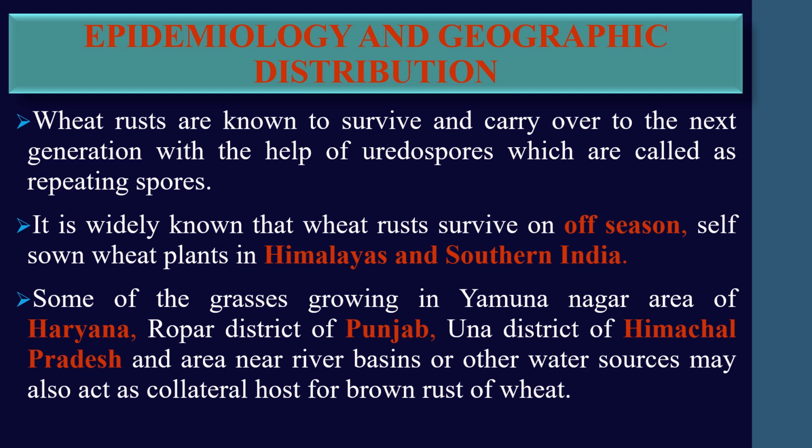Epidemiology and geographic distribution. Wheat rusts are known to survive and carry over to the next generation with the help of uredospores, which are called repeating spores. It is widely known that wheat rust survives on off-season, self-sown wheat plants in the Himalayas and southern India. Some of the grasses growing in Yamunanagar of Haryana, Ropar district of Punjab, Una district of Himachal Pradesh, and areas near river basins or other water sources may also act as collateral hosts for brown rust of wheat.